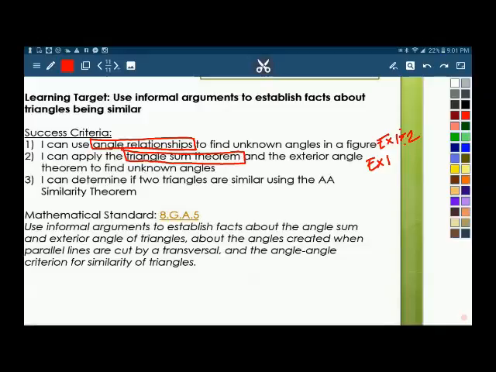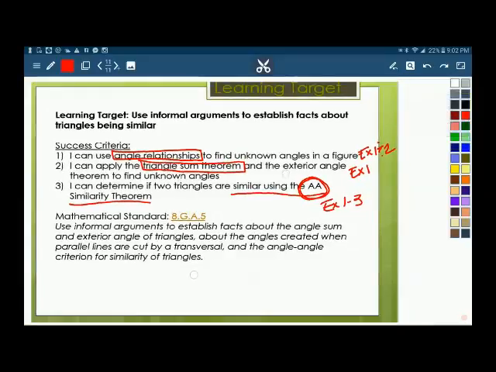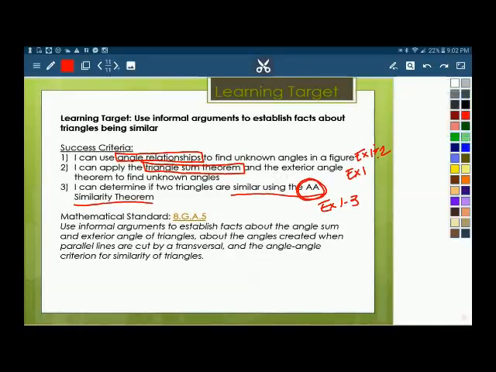We also determined if two triangles were similar. That was the overall key idea here, by the AA similarity theorem, where we had to find two pairs of congruent angles to say that the two triangles were similar. That was in all three examples. So go ahead and rewatch any sections you may need clarity on, ask questions, and you may start your homework.